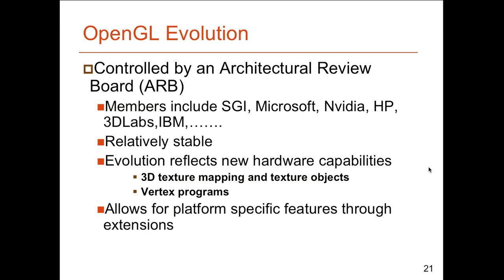So the evolution of OpenGL is controlled by the Architectural Review Board. Members include SGI, Microsoft, NVIDIA, HP, 3Dlabs, IBM. Everybody's kind of involved. Relatively stable. Evolutionary effects include new hardware capabilities, 3D texture mapping, and texture objects. It allows platform-specific features through extensions. Tons of extensions.